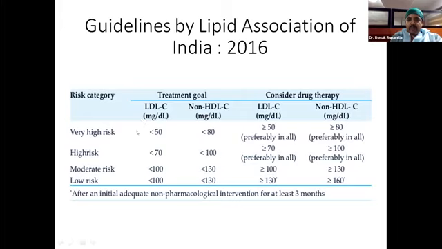Indian guidelines were more or less similar. Less than 50 should be targeted in the very high risk group, although their high risk and very high risk groups were slightly different. The high risk group target was less than 70, the moderate risk group target was less than 100, and the low risk group again less than 100. So more or less the Indian targets are also similar.